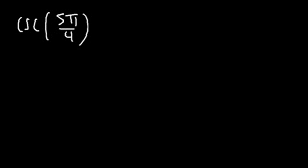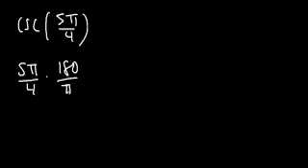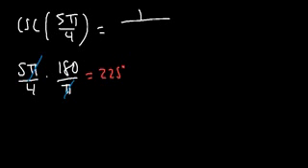Now the next thing we need to go over is, well, let's try this one. Cosecant of 5 pi over 4. So let's convert that into degrees. So 180 over pi. 180 over 4, that's 45 degrees, and 45 times 5 is 225. Cosecant is 1 over sine, so we have 1 over sine 225.